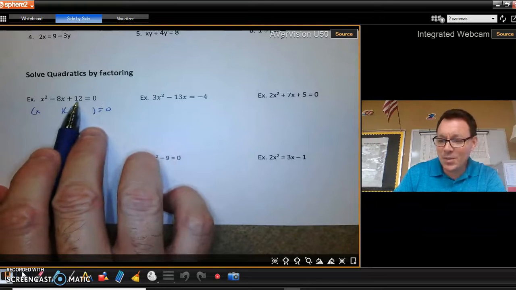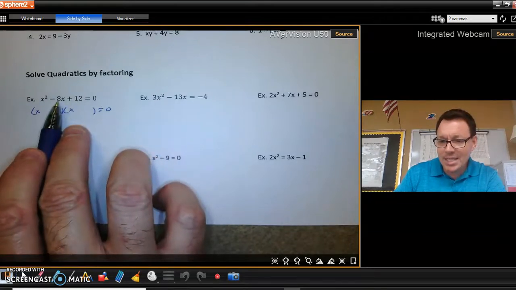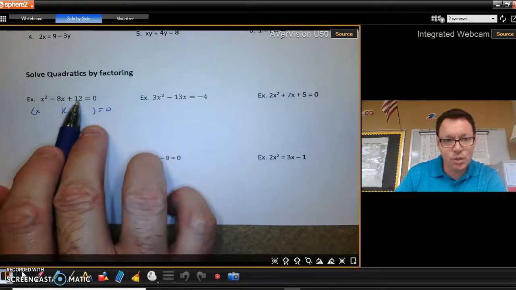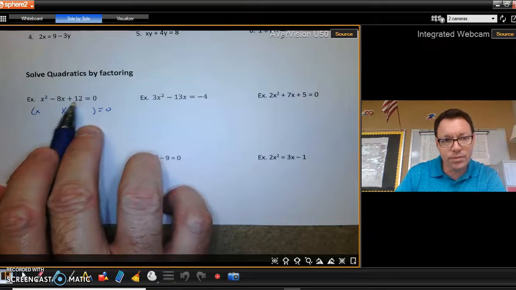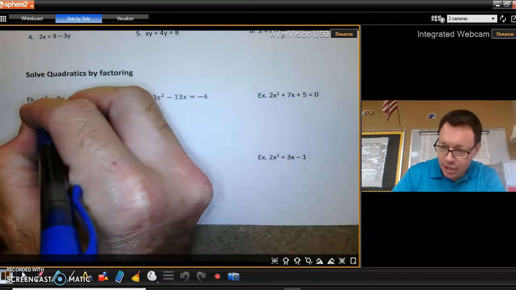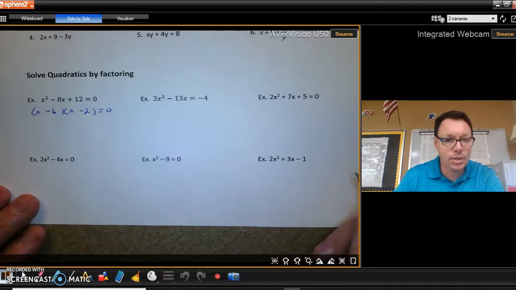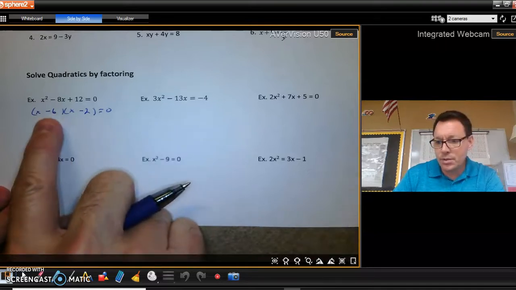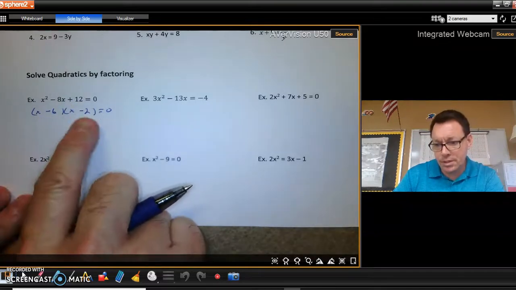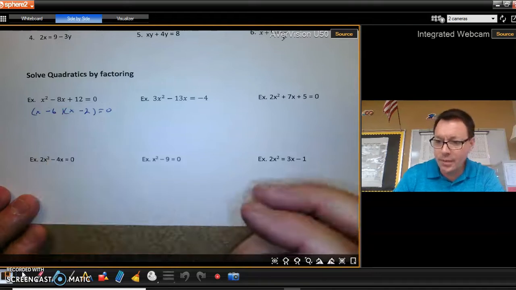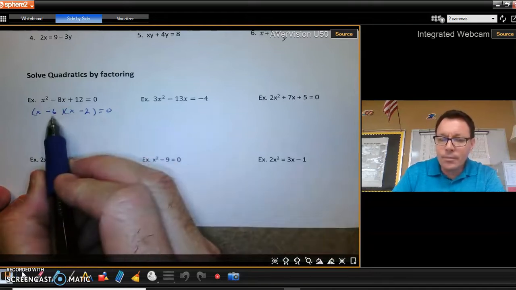And then factors of 12 that add up to negative 8. So two numbers that multiply together to give you 12 and add up to give you negative 8. That should be minus 6 and minus 2. Okay, again, you can check that. Negative 2 times negative 6 is 12. 6 and 2 are going to give you the minus 8 right there.